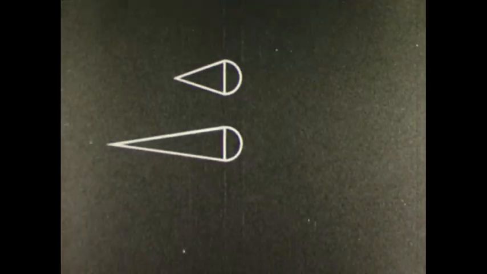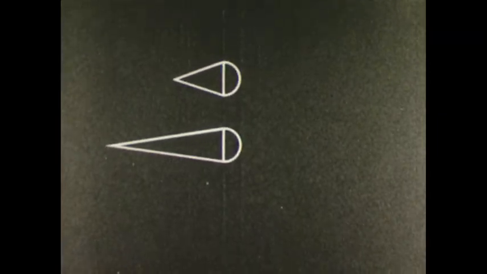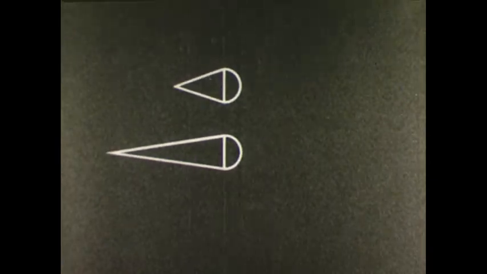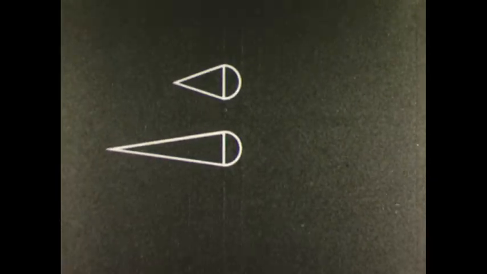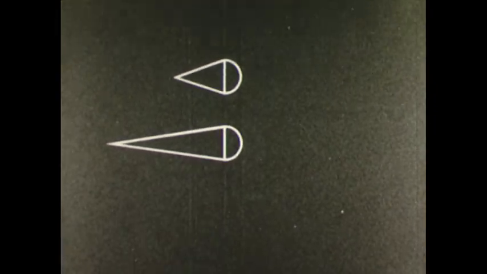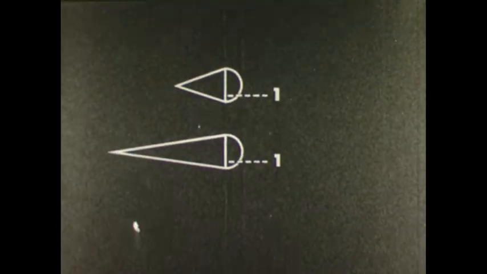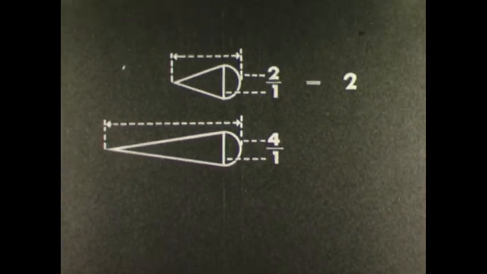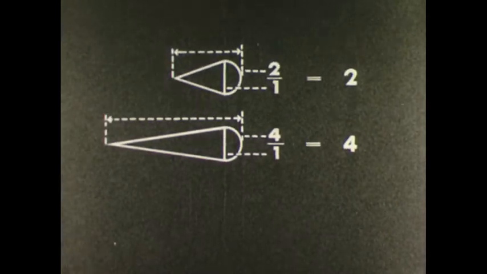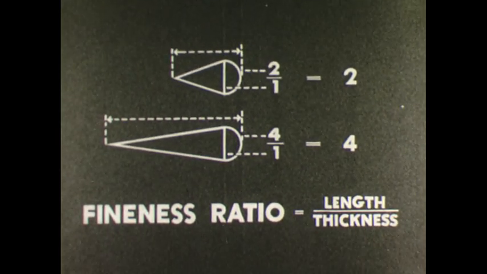In the case of the plate streamlined by the addition of a nose and tail, we observed the greatly decreased turbulence obtained by adding a longer tail. The essential difference between these two objects, which is closely related to turbulence produced, is the ratio of length to thickness. This is called the fineness ratio.